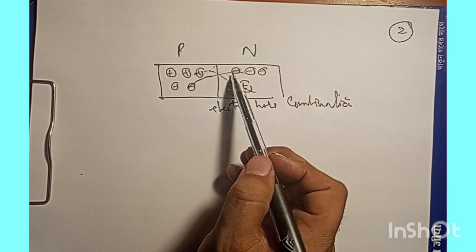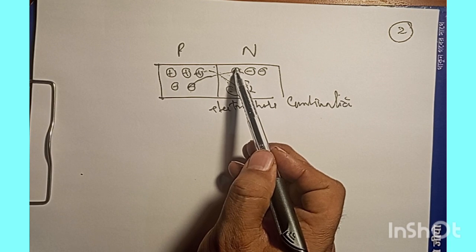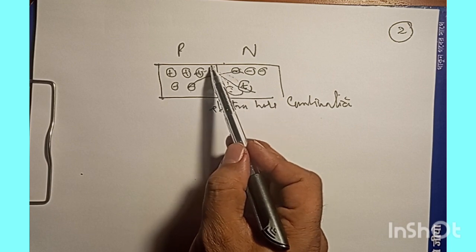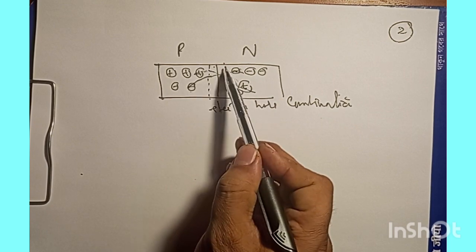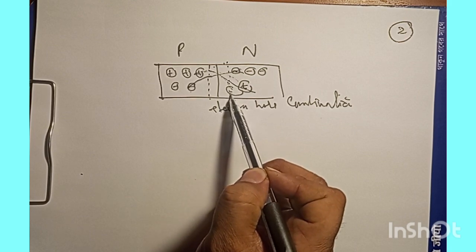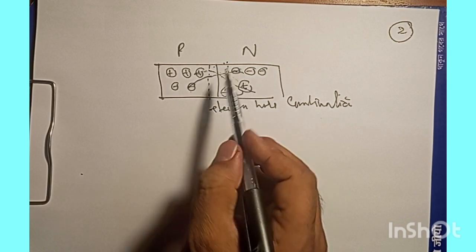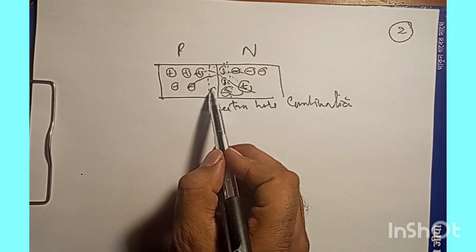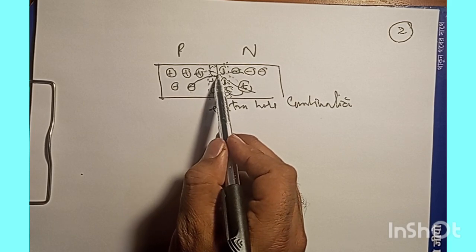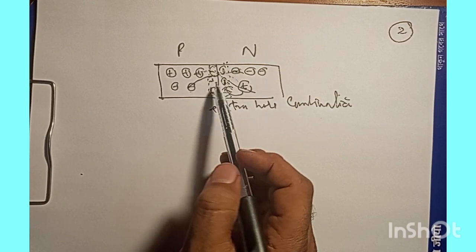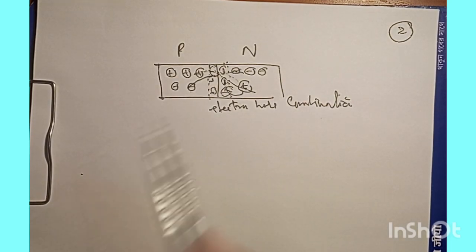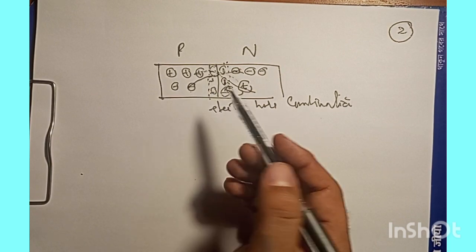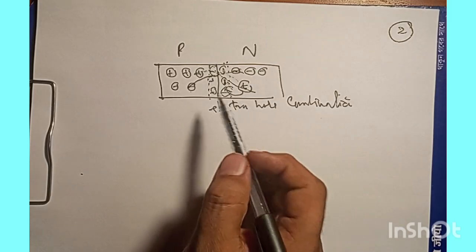On the other hand, when electrons diffuse through the junction, the n region near the junction is left with positive ions. So we have positive ions here, and here we have negative ions. So the n region near the junction is left with positive ions, or we may also call them donor ions, fixed in their position in the crystal.